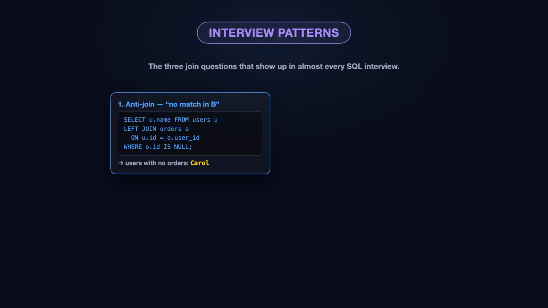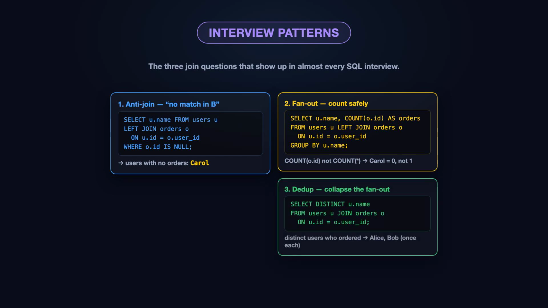3 join patterns show up in almost every SQL interview and every real code base. First, the anti-join, find rows in one table with no match in the other. Users with no orders. You left join orders to users, then in the where you keep only the rows where the order ID is null. Those are precisely the customers the left join padded with null. Carol falls out the bottom. This is the correct, fast way to ask what is missing.